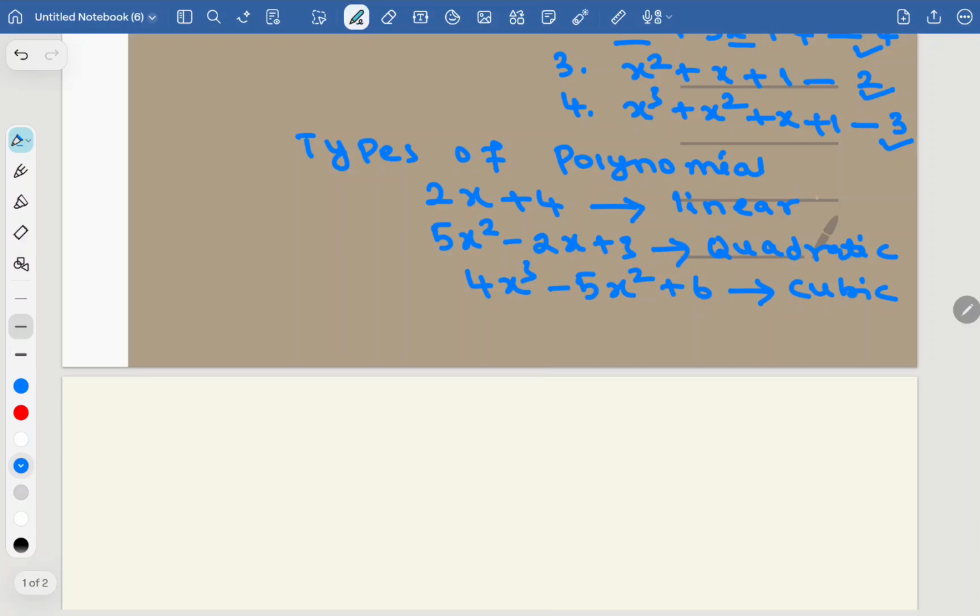If the highest power is 1, degree is 1, linear polynomial. In example 2, highest power is 2, degree is 2, we call it quadratic. In the third example, power is 3, degree is 3, which is a cubic polynomial.